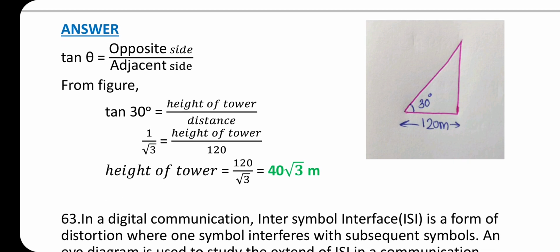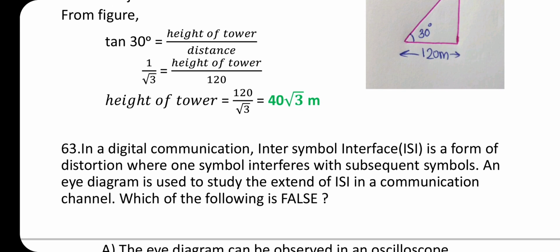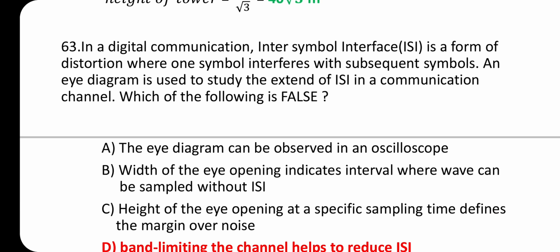We know the value of tan 30 equal to 1 by root 3, which is equal to height of tower divided by 120. We need to calculate the height of the tower. So rearranging the equation we get height of tower equal to 120 divided by root 3, which gives the answer 40 root 3 meter.